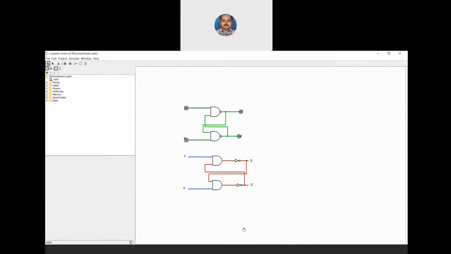Now we'll understand this one here, right? I will explain the working of this S bar R bar latch through this simulation here. If we see this one, this is S bar. Everyone can see this one. It is not R. So what is this one? This is R bar here.